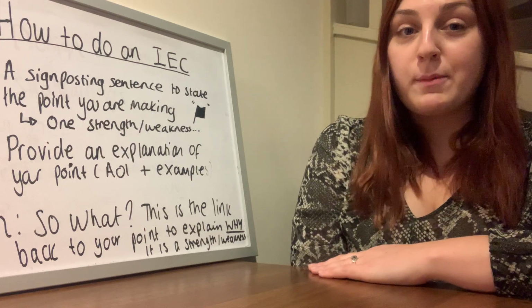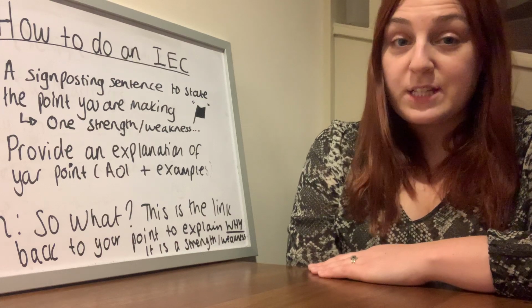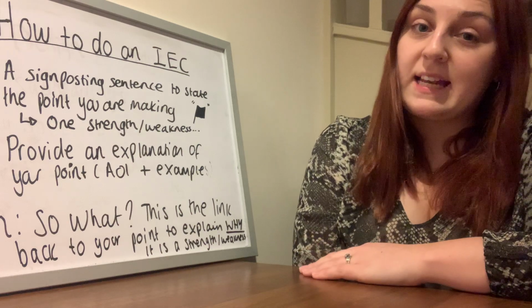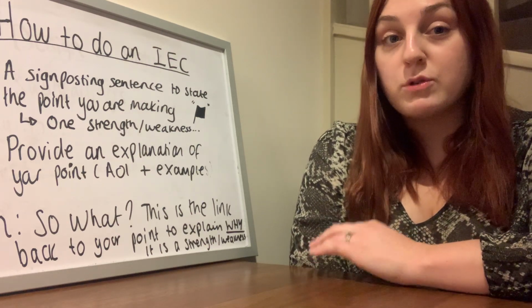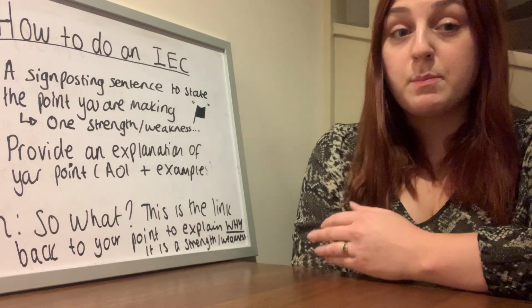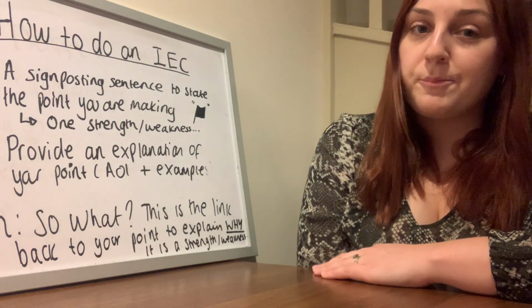Tonight's video is all about how to do an IEC paragraph. We use the IEC structure when we're writing evaluation questions in both the applied and A-level psychology. The assessment objective of AO3 is all about strengths and weaknesses, so it's evaluating and analysing the pros and cons of either different theories or different research methods.